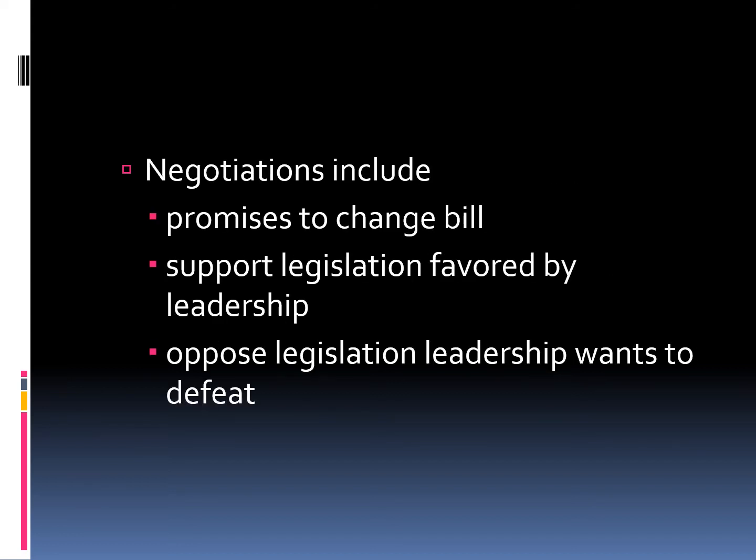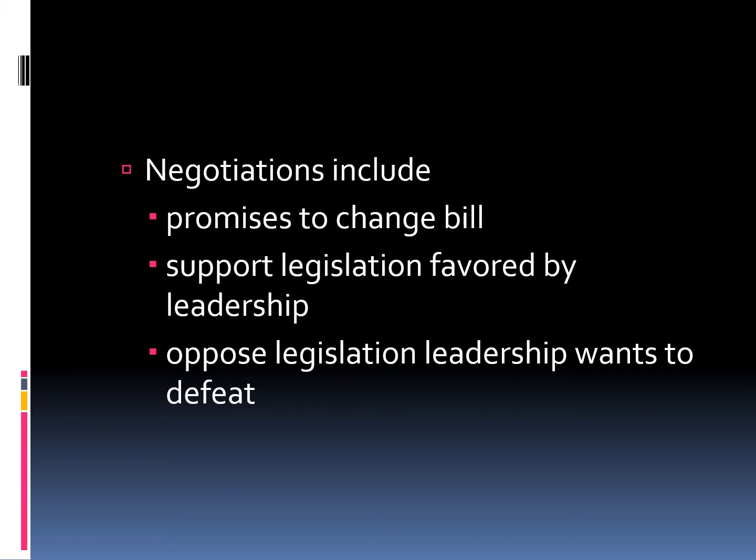So some of these negotiations could include some promises to change the bill, such as, well, okay, this is the bill, I don't like this part. Can we replace it with that part? I need to take this part out or whatever. So you can change the bill. Once it goes into a committee, you can change the bill.